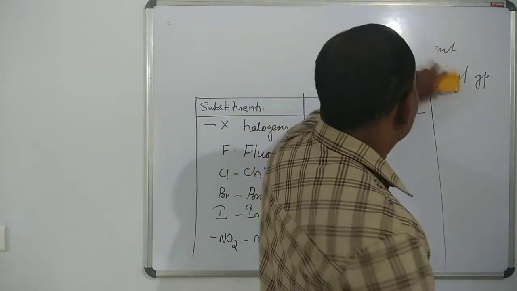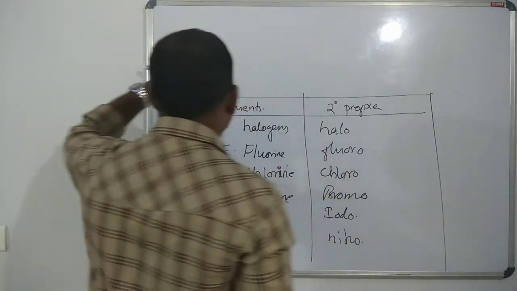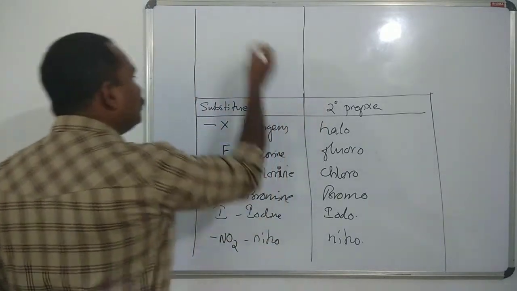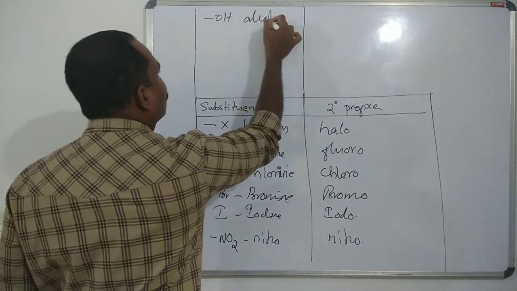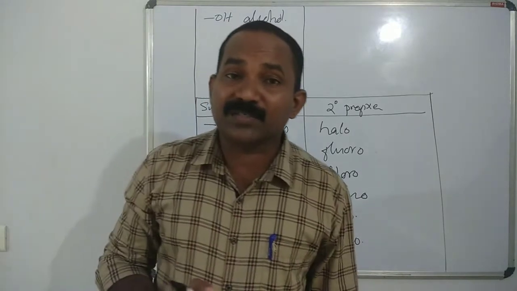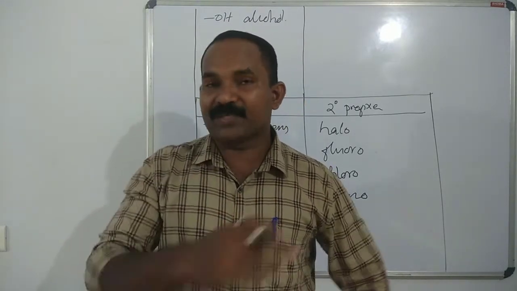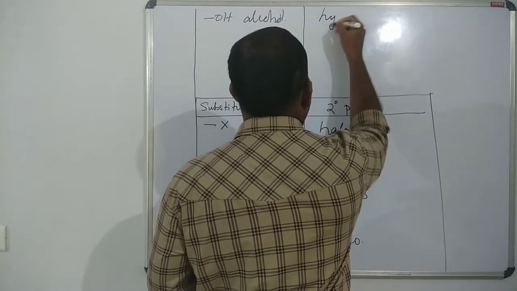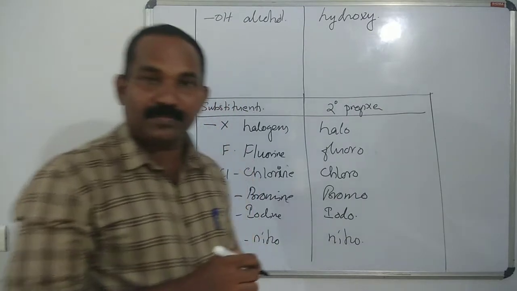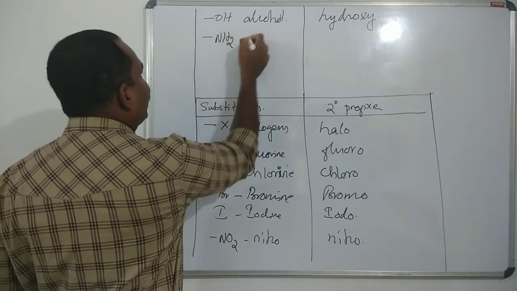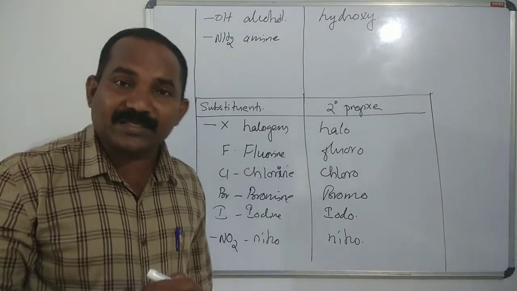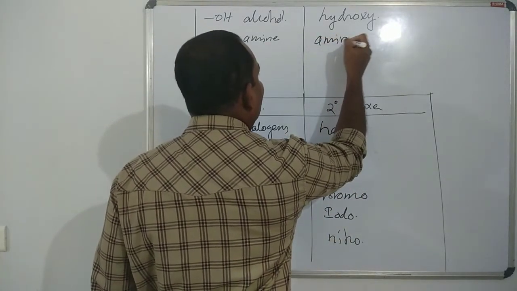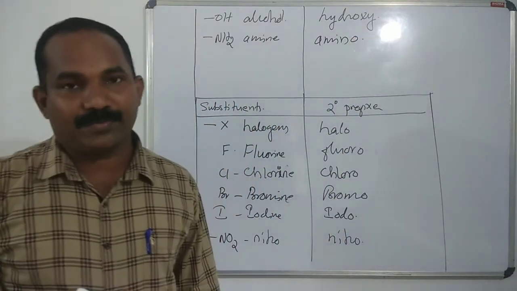The next is sometimes the alcohol functional group comes as a substituent. OH group, alcohol. When alcohol comes as the principal functional group, it is ol, used as a suffix. But when the alcohol group comes as a substituent, we use hydroxy. Very clear? Then NH2 group, amine group. When the amine group is the functional group, it is amine itself, but when it comes as a substituent, the prefix used is amino. Very clear?